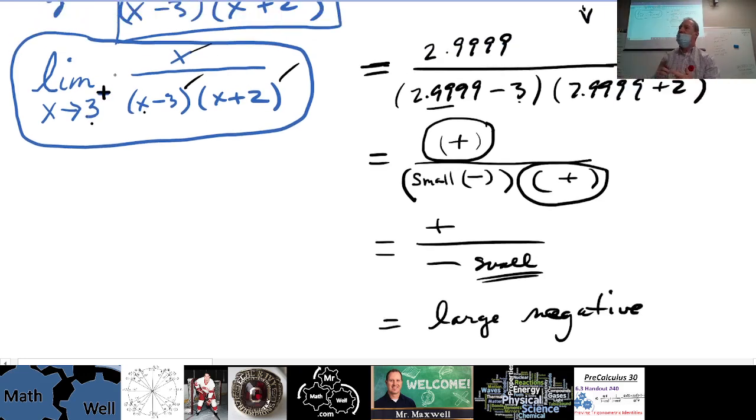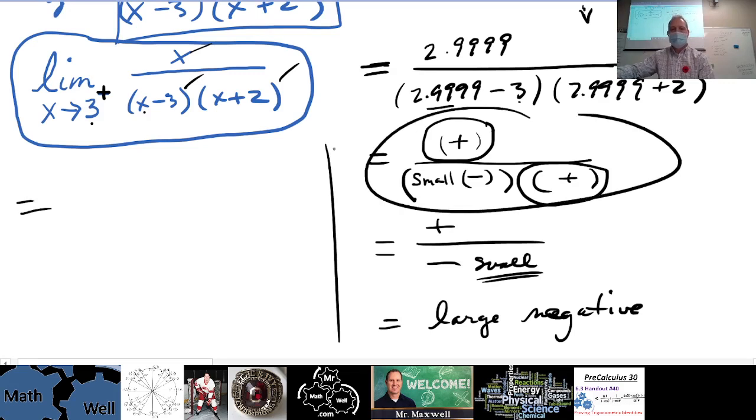Because in order to use limits to examine vertical asymptotes, we have to let x approach the value from the left and from the right and see what's happening. And so that's going to be over here now. Let's do it over here. So I'm going to jump right to this stage right here. I have a positive number because it's still positive 3.